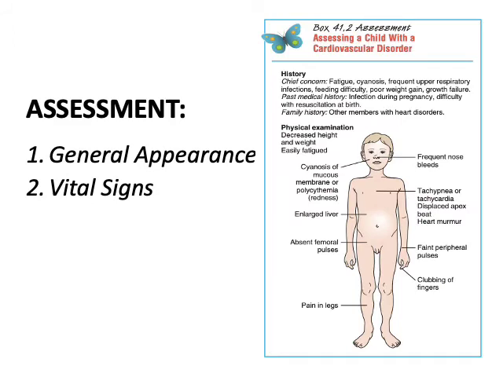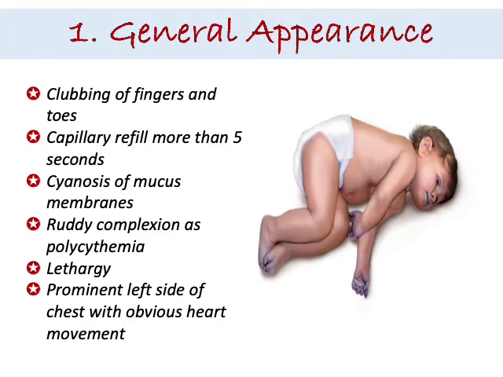Box 41.2 shows the assessment findings of a child with cardiovascular disorders. It discusses their general appearance as well as the vital signs. The following are expected in a child with a cardiovascular disorder. All these signs listed in the slide show ineffectivity of the heart to pump blood.